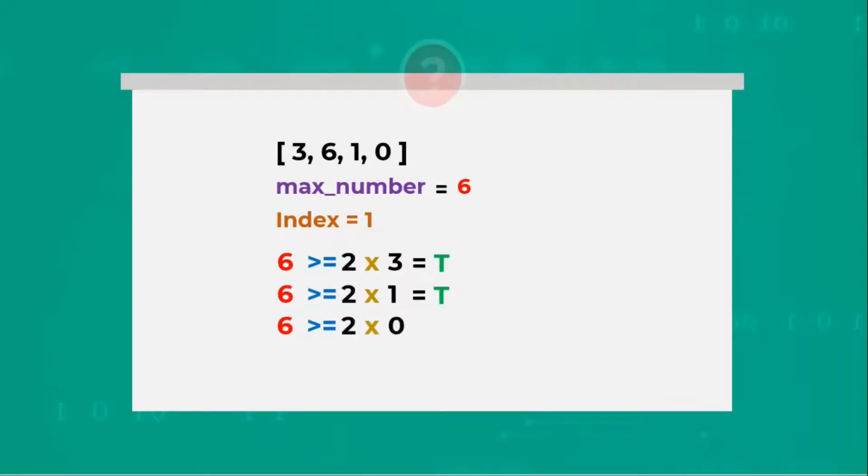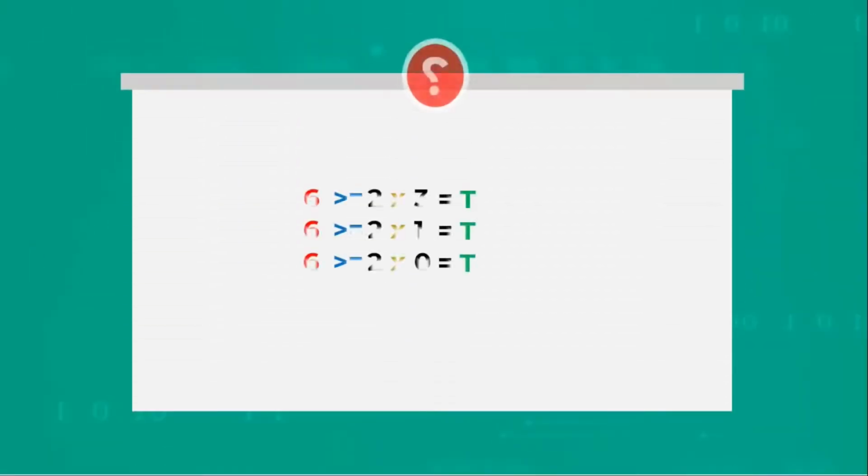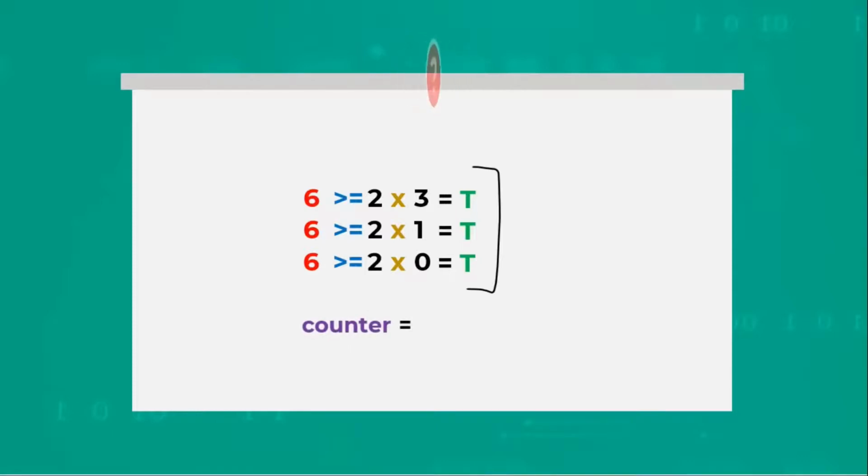So the question now lies, how do we know if all the conditions are true? The best thing to do is to initiate a counter. And what we do with the counter is that anytime this condition is true, we increment the counter by 1. So for the first condition, the counter becomes 1. For the second, it becomes 2. And lastly, it becomes 3.